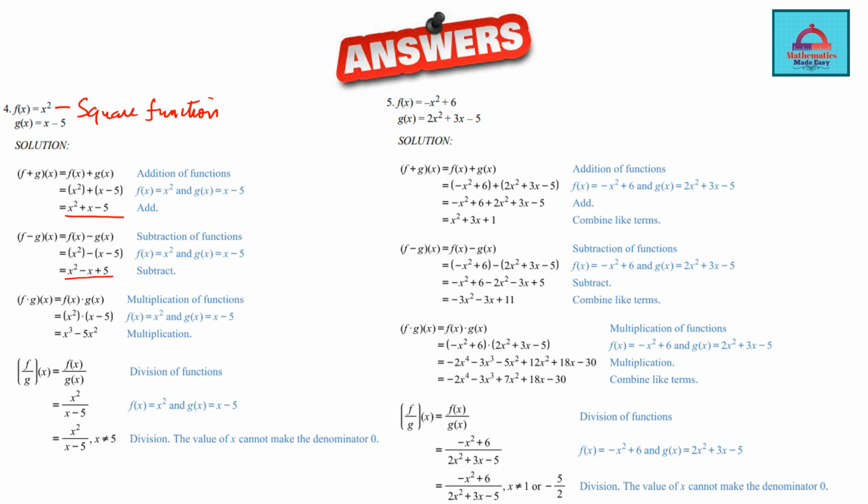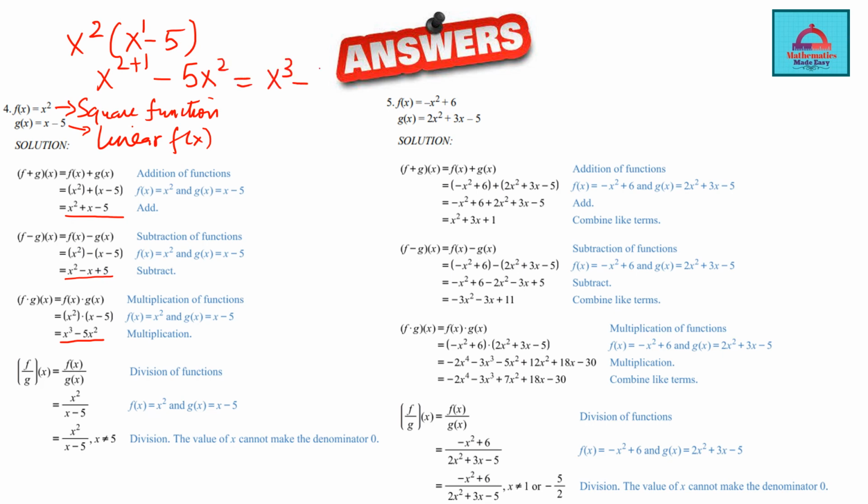The power is 2, and this is a square function or quadratic function, and this is a linear function, so they don't have anything in common. So when you are multiplying, just use the distributive property, multiply, use the law of exponents and get your answer. In case any student has forgotten, this is the same as x to the power 2 multiplied with x to the power 1. So the powers get added, 2 plus 1, minus 5x square. So this is x cube minus 5x square. That's how you get this.